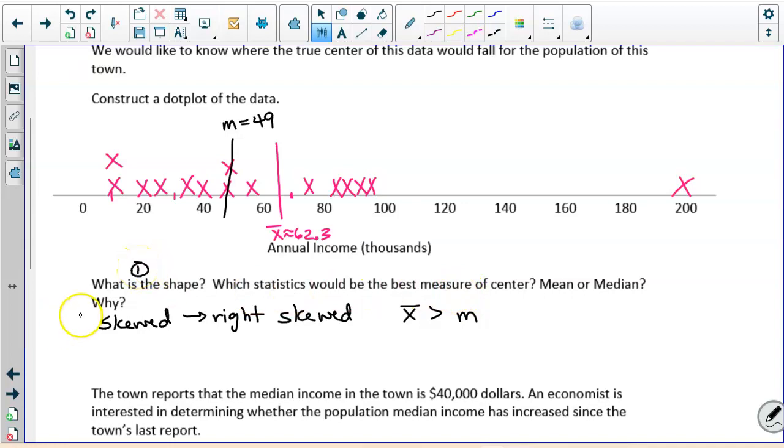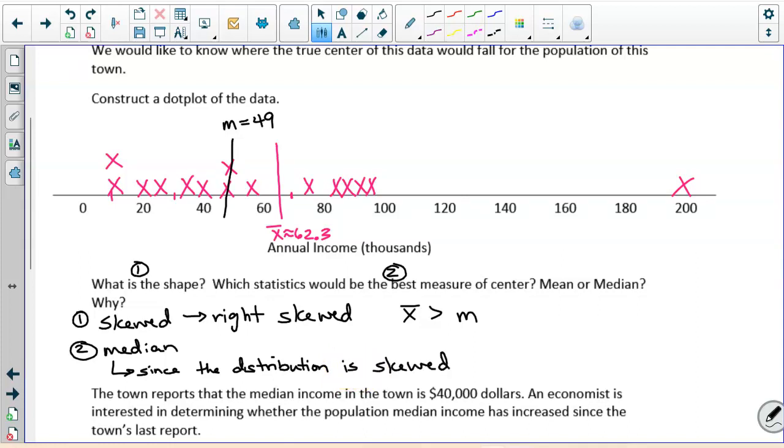Here, this is my answer to the first one, so this is going to be my answer to the second one. What do you think? The median, yes. The median doesn't get affected, right? So the median, and then why? It's skewed, yes. So since the distribution is skewed, it's a better representation. You know, it doesn't get pulled one way or the other if you have outliers, okay?